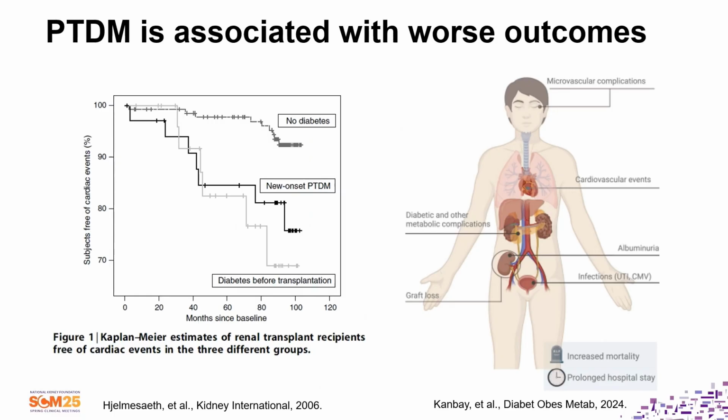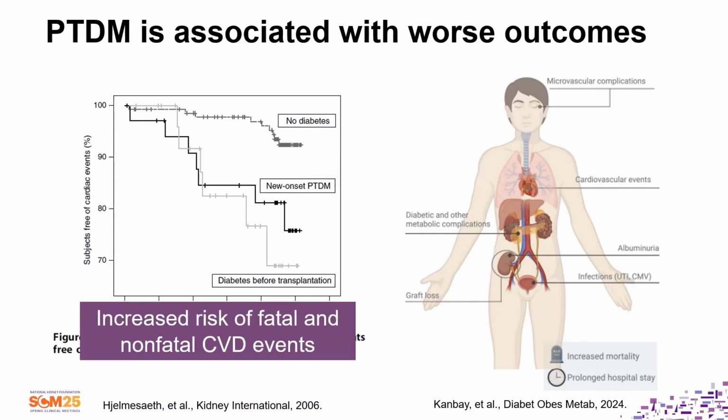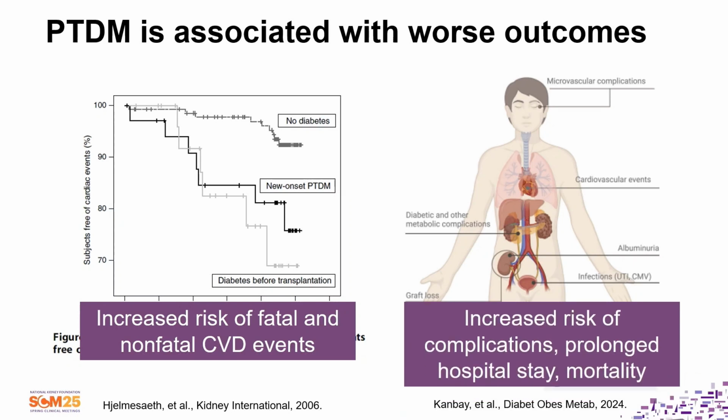And PTDM is associated with worse outcomes. On the graph on the left, you will see here that there's an increased risk of fatal and non-fatal cardiovascular events when you have diabetes post-transplant. It's worse in people who have pre-existing diabetes. Those who have new onset PTDM are somewhere in the middle, and the best outcomes are those who do not develop diabetes post-transplant. And then the figure on the right shows you that there's an increased risk of complications, whether it's microvascular or macrovascular. There's prolonged hospital stay, and there's increased risk of mortality.